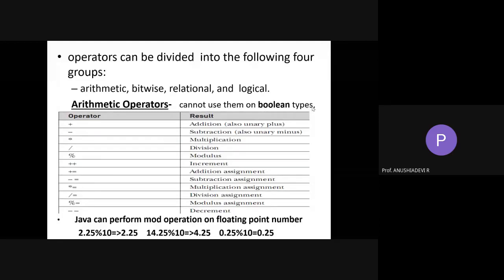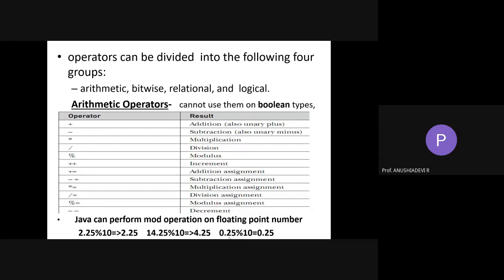And here in C++, this modulo operator can only work with the integer data type. But in Java, it can also work with floating point numbers and double numbers. Got it? For example, 2.25 mod 10 will give the result 2.25, and 14.25 mod 10 will give 4.25. But in C++, the modulo operator can work only with the integer data type.